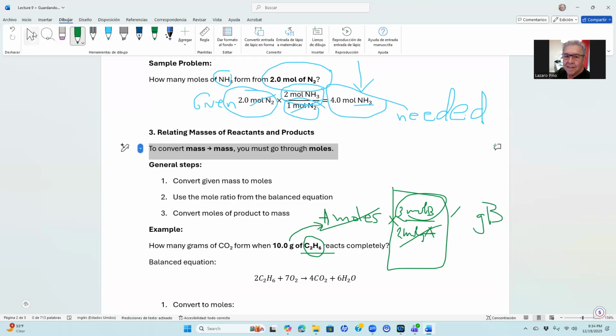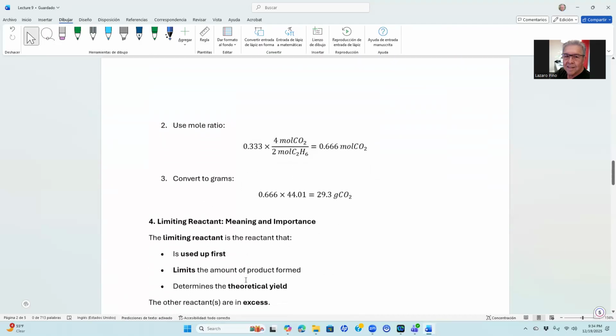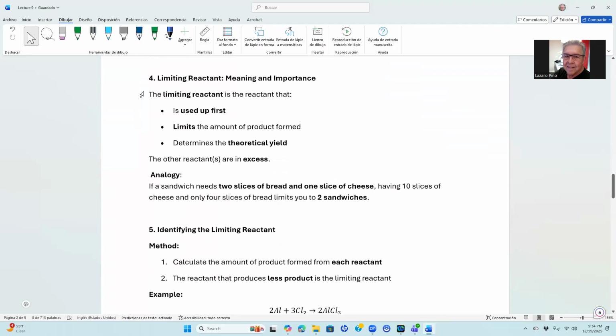All right. Stop the video, watch the explanation once again until you learn it. Now, let's go to see what is the limiting reactant. Let's see.